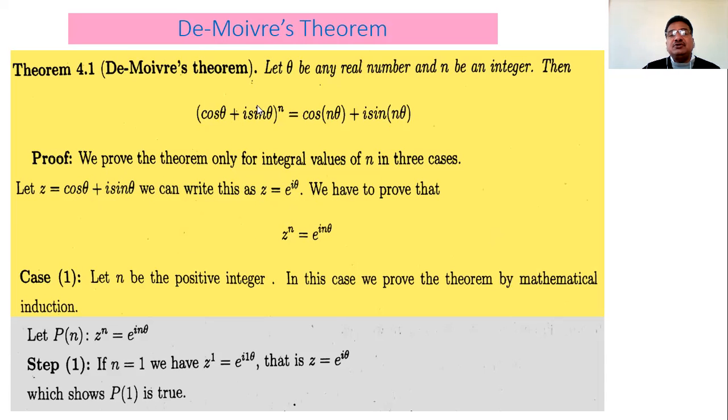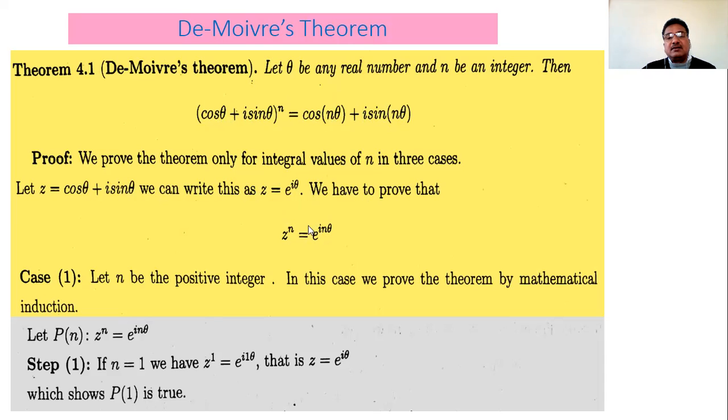And now what do we have to show? This is denoted by z. So we have to prove z raised to n is e raised to i n theta. What is e raised to i n theta? It is cos n theta plus i sin n theta. And z raised to n means e raised to i theta, raised to n, which is e raised to i n theta. So we have to show this.